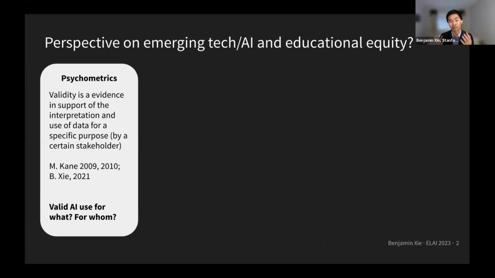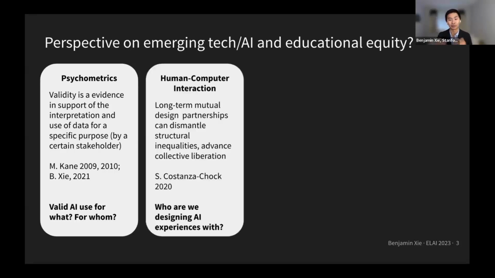So for example, from the field of psychometrics, I think a lot about validity, or the situated notion of validity. I don't think about it as whether AI is valid or data is valid, but thinking about validity as evidence and support of using, in this case, AI tools for a specific purpose by a specific stakeholder. So when is a valid AI use, for what and for whom?